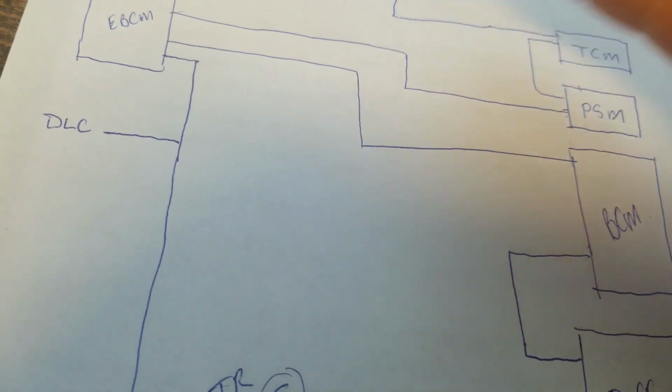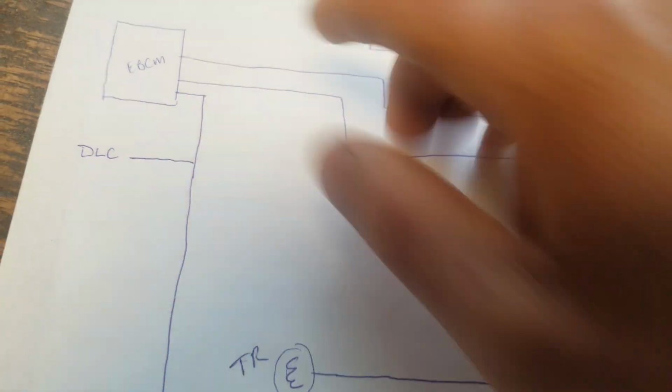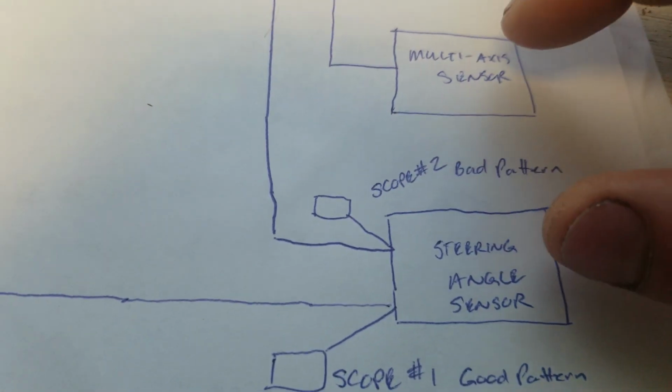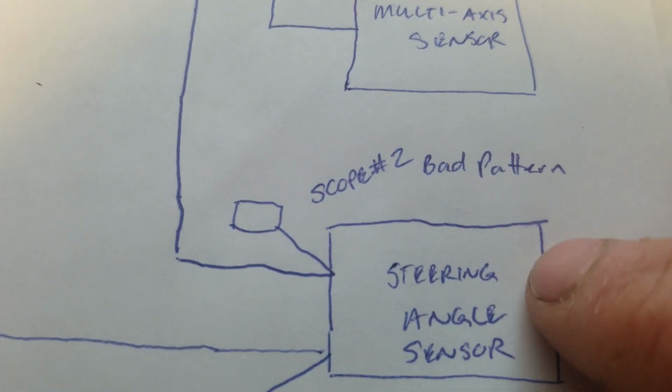You just gotta, that's why it's important to draw the whole thing out, okay? Because we might have to test in multiple spots to find our issue. Now, like I said, I wanted to go to the two that weren't talking. The easiest one to get to was the steering angle sensor, okay?